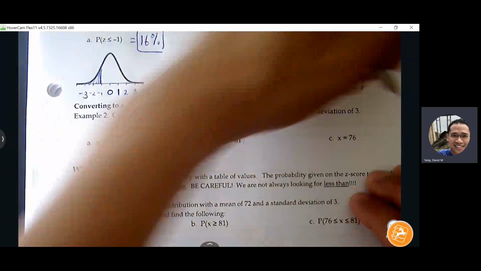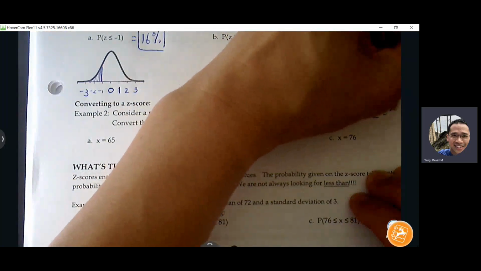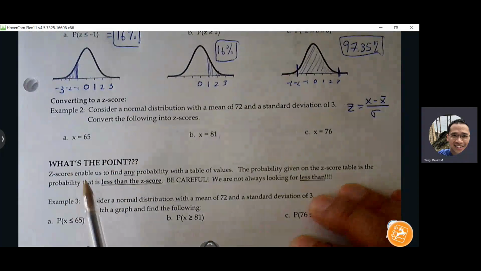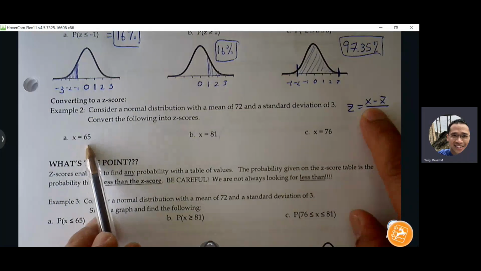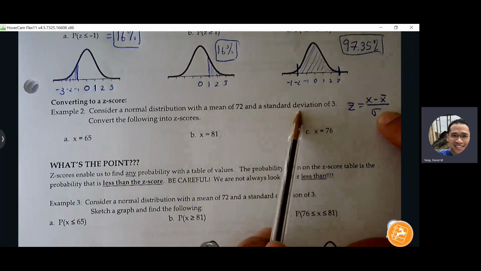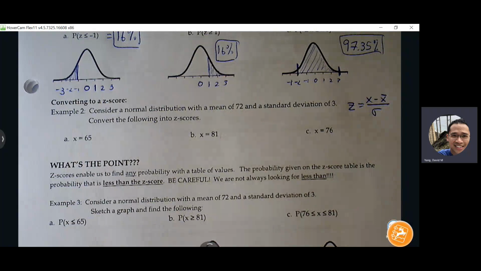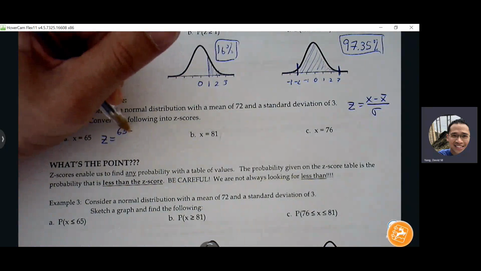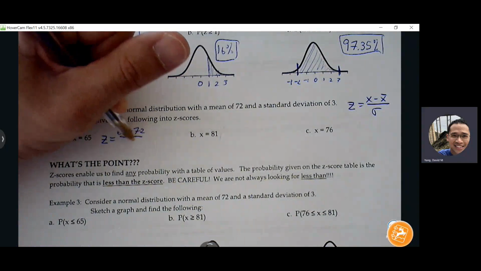So the z-score formula is x minus x bar over the standard deviation. The x is going to be the value that is presented in the problem. X bar will be given to you in the problem as well, as the mean. Standard deviation is 3. So for A, if I want to find the z-score for 65, I'll say 65 minus 72 divided by 3.